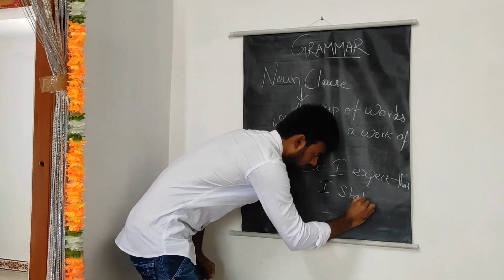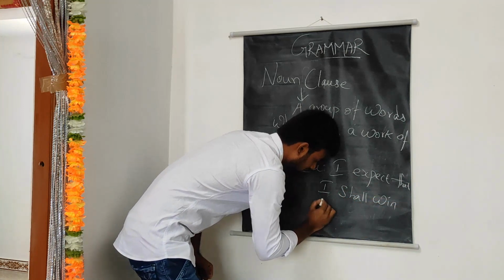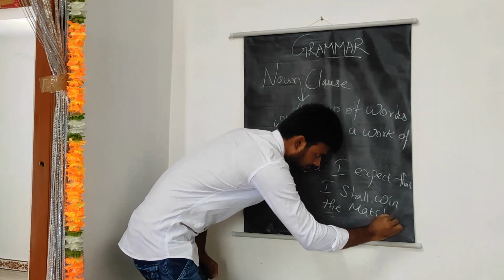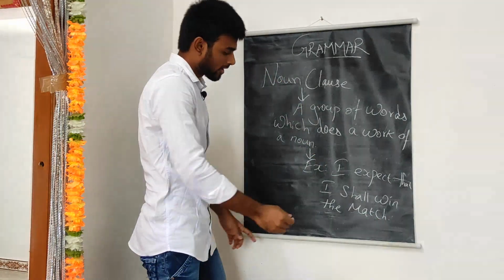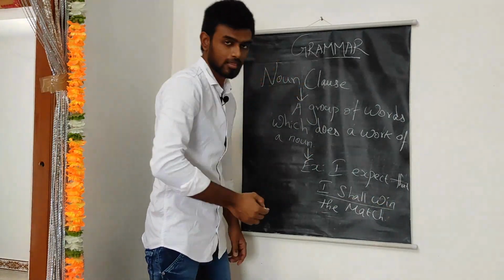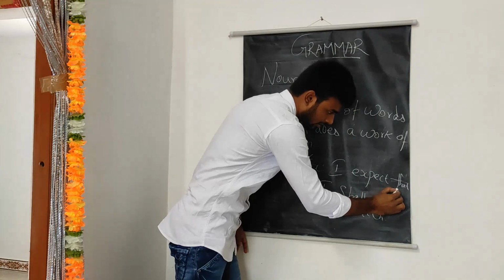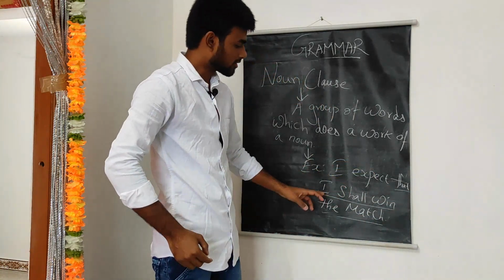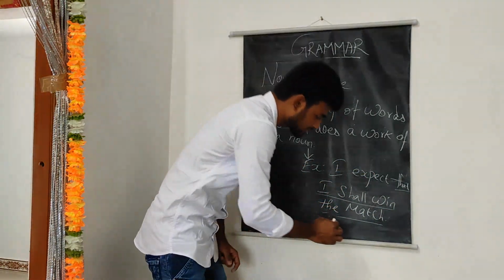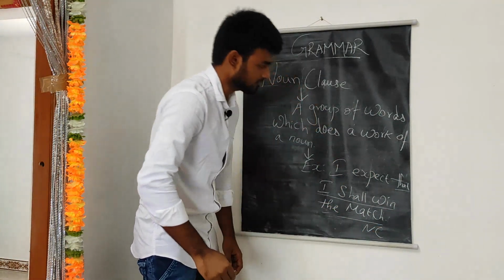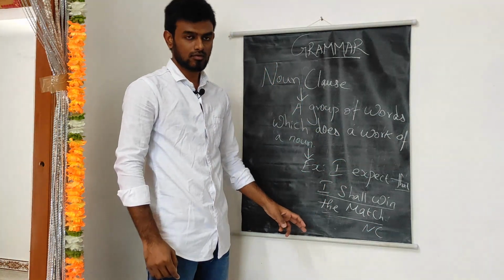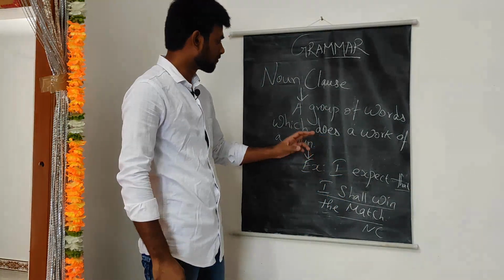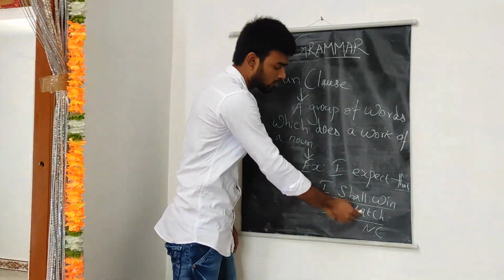I expect that I shall win the match. So now we have a subject and a verb, and we have applied a conjunction too. So that I shall win the match is considered as a noun clause, a group of words which has a subject and predicate, and it is doing the work of a noun. So it is called a noun clause.